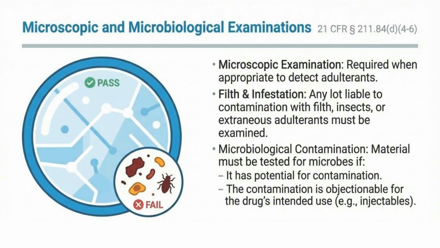Beyond chemical identity, we look for physical and biological adulterants. Microscopic examinations detect filth or infestation in susceptible lots. If a material has the potential for objectionable microbiological contamination, it must undergo rigorous testing.